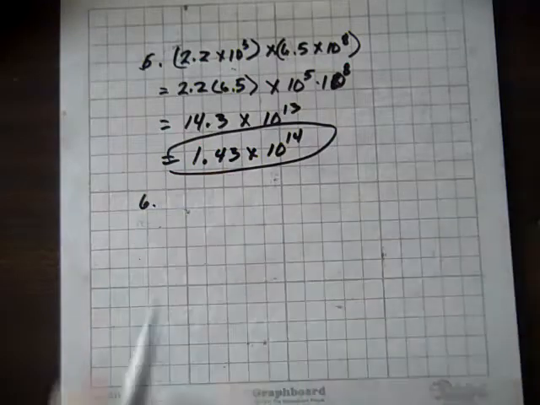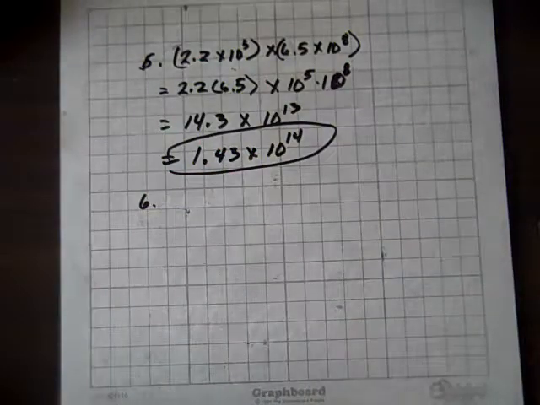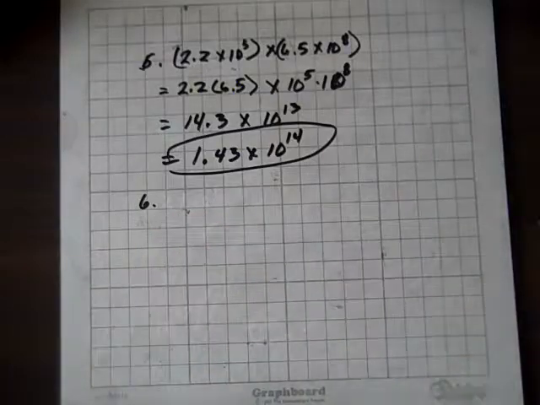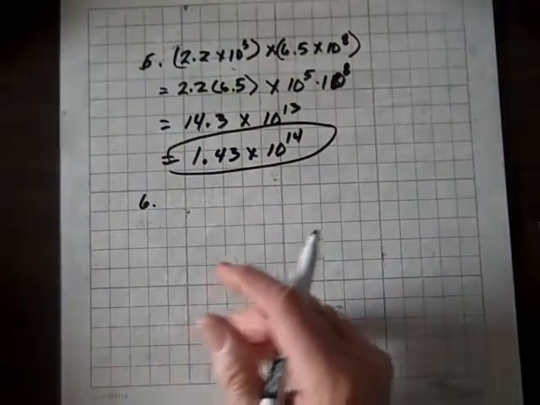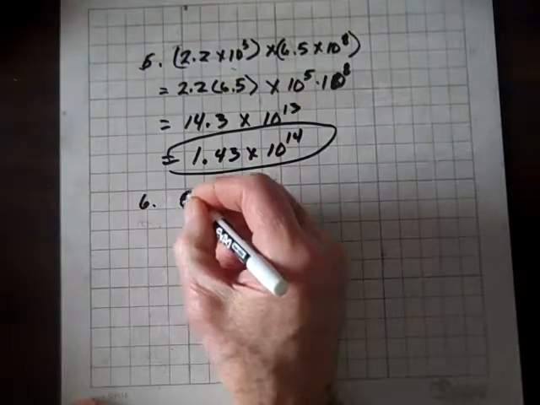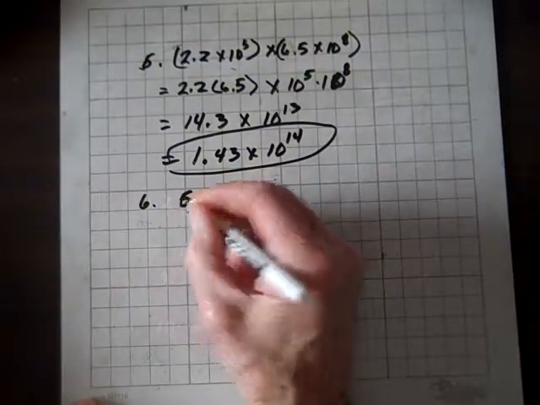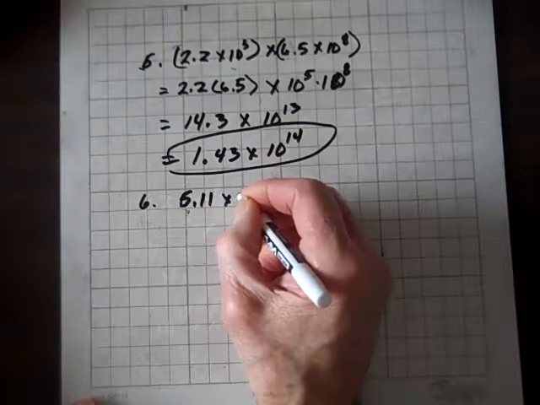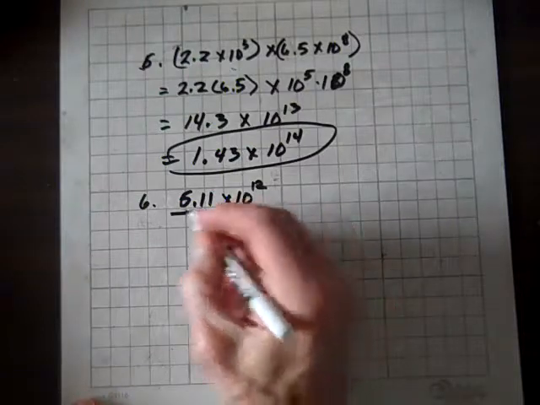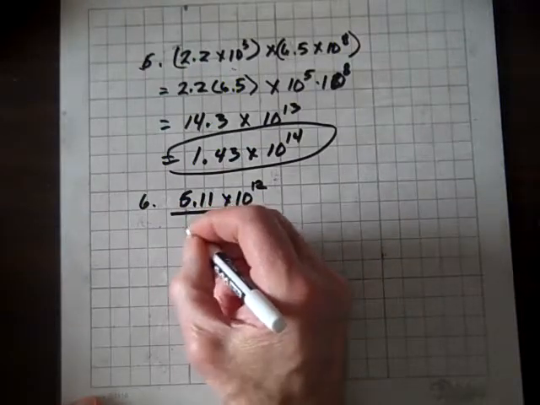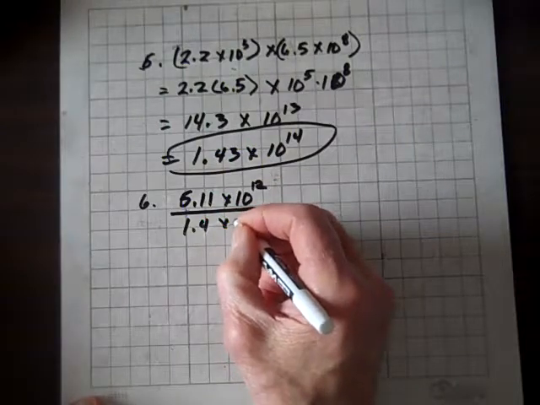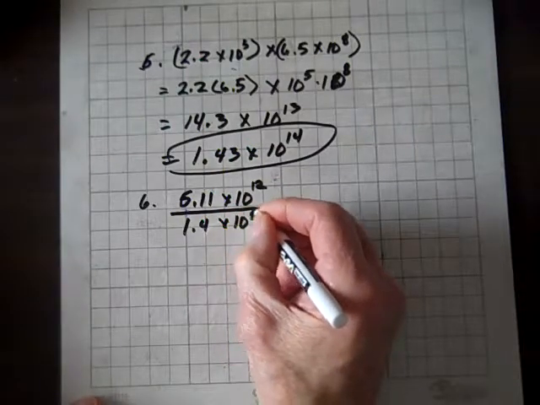And now let's do 6. And we're dividing. Let's see, it says divide 5.11 times 10 to the 12th by 1.4 times 10 to the 5th.